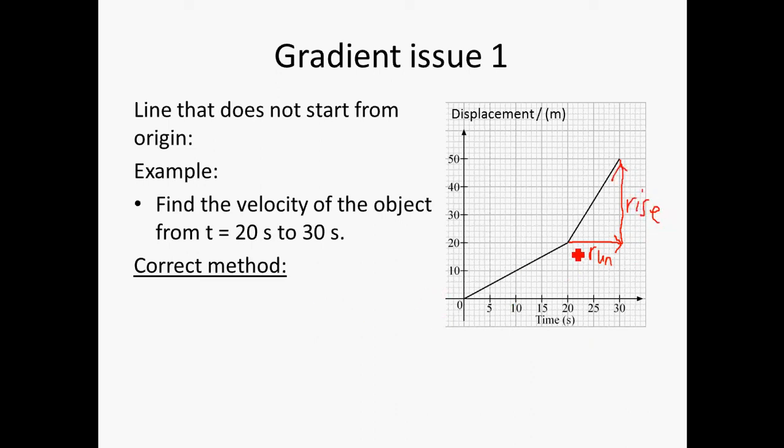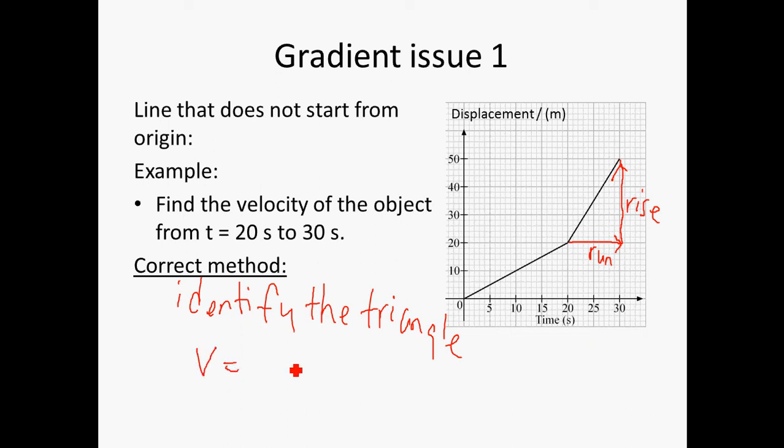So if you keep using this method, that means to identify the triangle. Let me just write down here: identify the triangle. If you use this method, you will be very safe. In this case, let's find the velocity. The rise will be 50 minus 20, which is 30, and the run will be 10. So you get 3 meters per second. In this case, you will definitely be correct. So this is the first method that I want to show you, which is to identify the triangle.